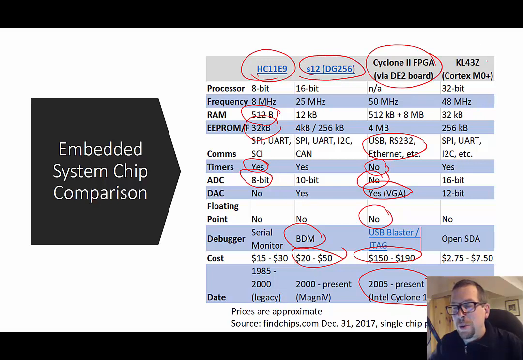Starting about 2012, Freescale, then NXP, created the Kinetis version of an ARM processor based on the Cortex M0 Plus platform, designed to be a replacement for things like the S12 and the HC11 and other things like the AVR Atmega 8-bit processor, the 8051 as well.